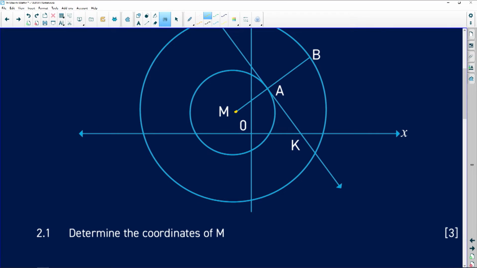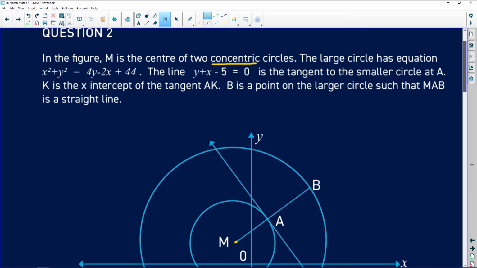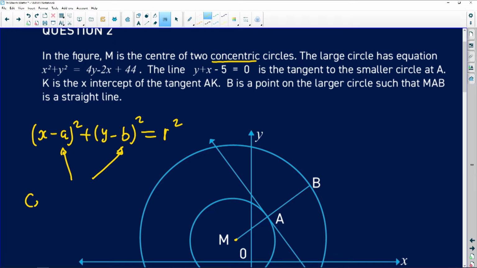Now, if you look at the question you're sitting with here, we were told that the equation of the larger circle is x squared plus y squared equals 4y minus 2x plus 44. We can't tell what the coordinates of the center are unless we can write that in the form (x minus a) squared plus (y minus b) squared equals r squared. Because the numbers a and b will form the coordinates of the center of your circle. It is always the case. The numbers a and b simply form the coordinates of the center of the circle.